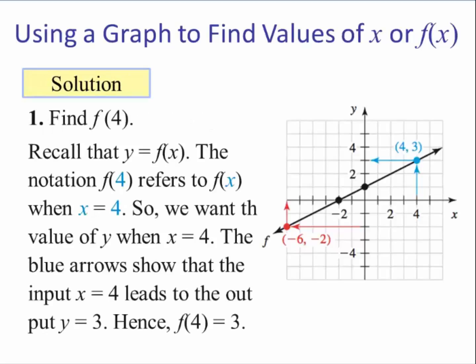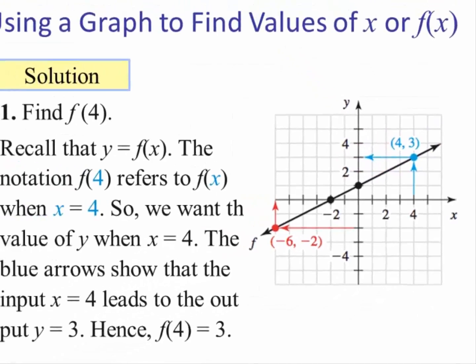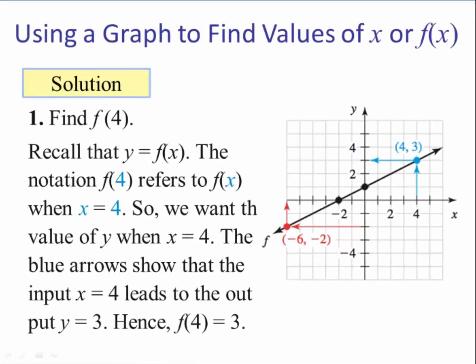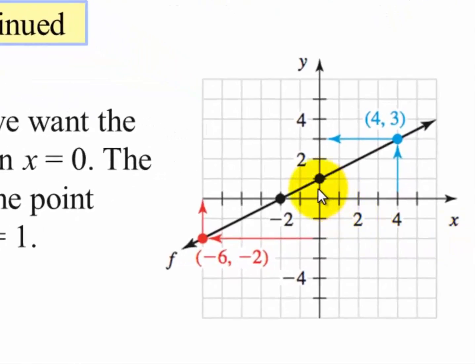So number 1, find f of 4. So we go to the x-axis where x is 4, and then we look for the y value on this graph, and we see that it's 3. So f of 4 equals 3. To find f of 0, we want to know what is the y value when x is 0, and that is 1.